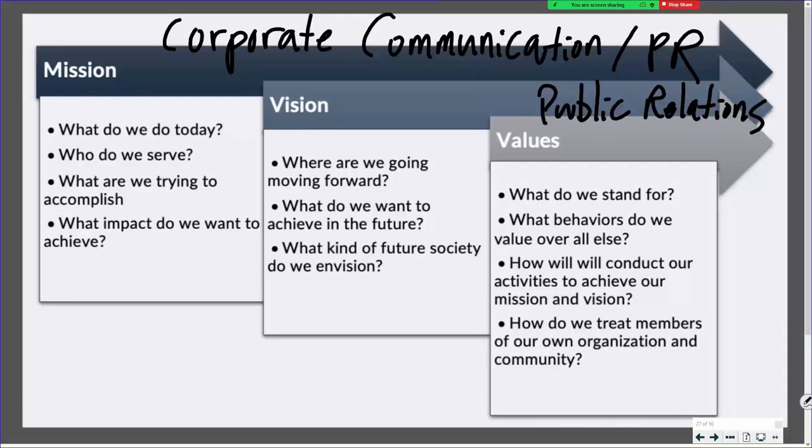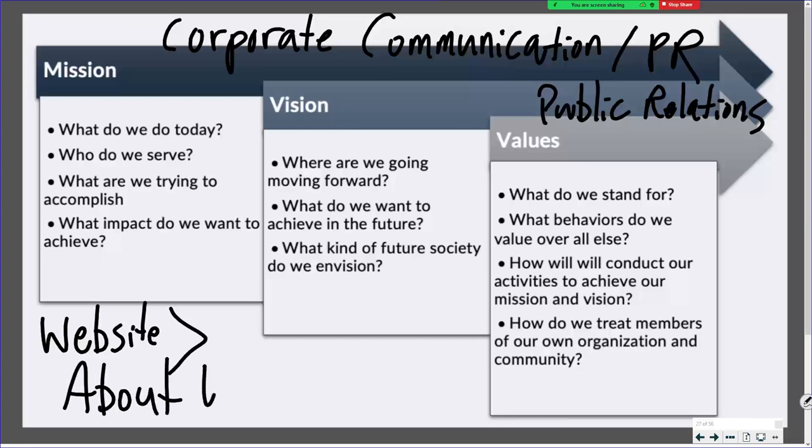One way they do this is, if you go to a website, most websites have an About Us page, right? A company will talk about their mission, their vision, and their values. Their mission is what they do: who they serve, what they're trying to accomplish, and the impact they want to achieve. Your mission is what you're doing right now. It's the things you're putting money into, the programs you're funding.